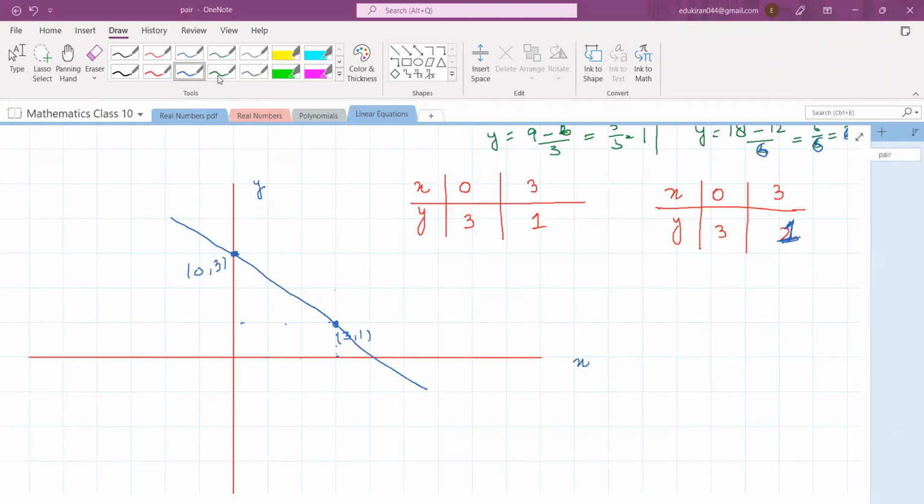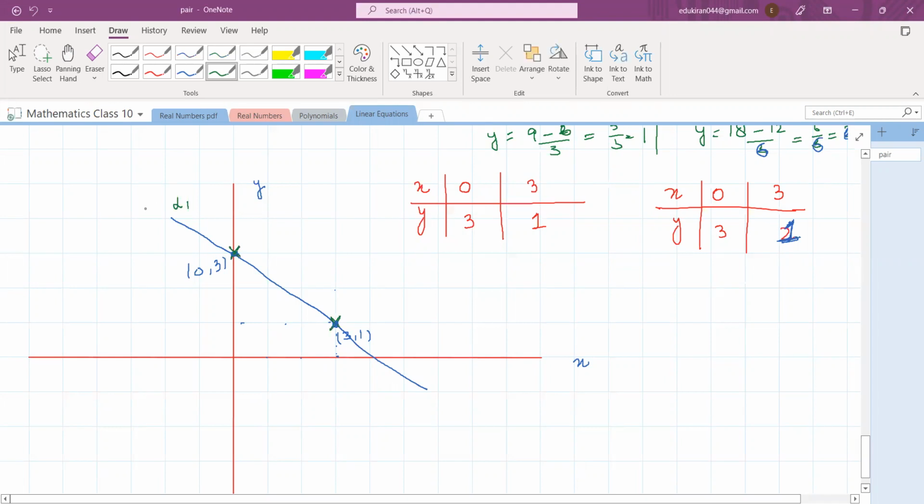So for the second line, L2, this was my line L1. Now for the second line, the first point is (0, 3). So when x is 0, y is 3, the same point, right? And the second is when x is 3, y is 1, so again the same point. So one line is falling above the other. This is also my line L2, so basically these are coinciding.